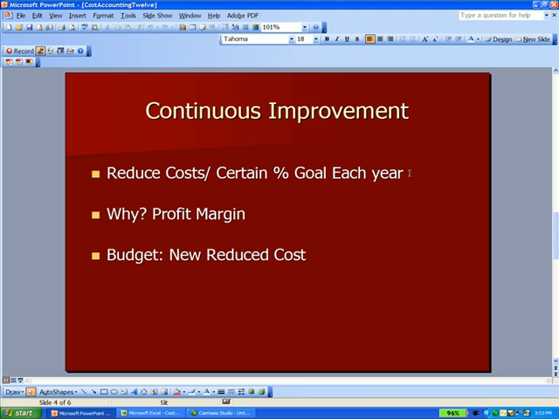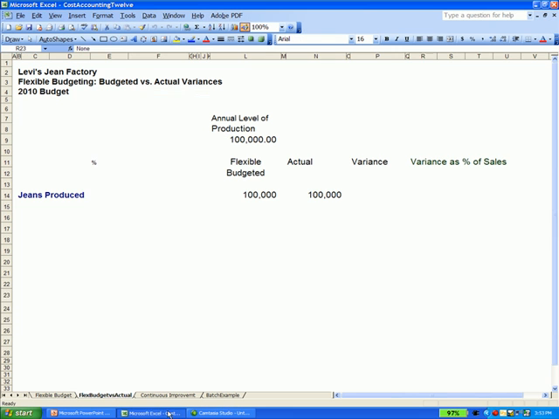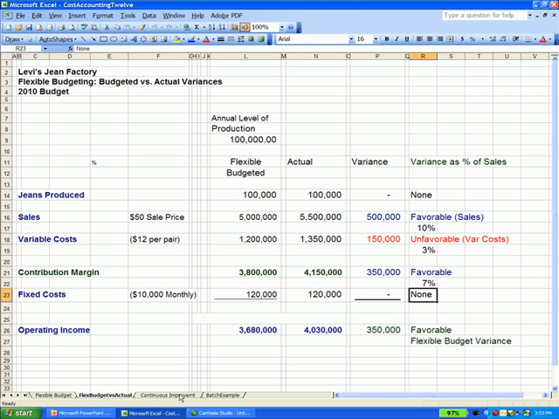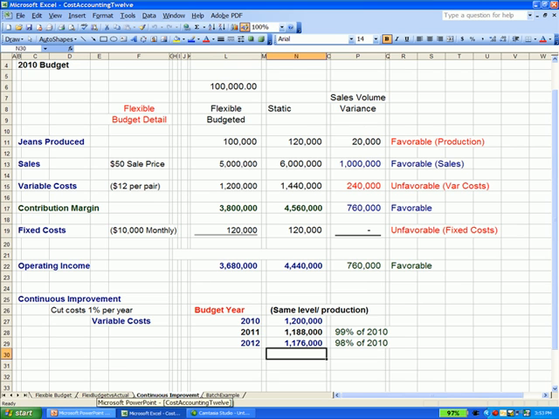So if we're going to reduce spending 1% a year, next year our budget is going to include costs that are 1% lower. Let's look at an example of continuous improvement. At the bottom of the page here, we say that our goal is to cut costs 1% a year. And those are the variable costs.